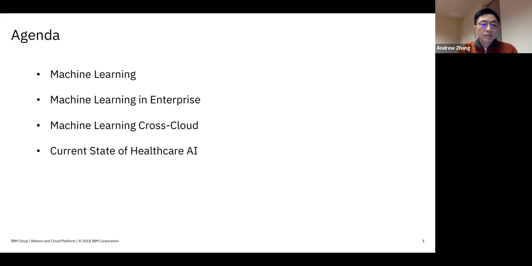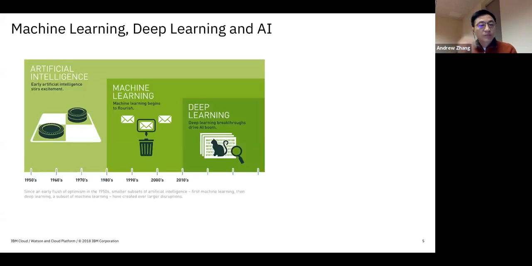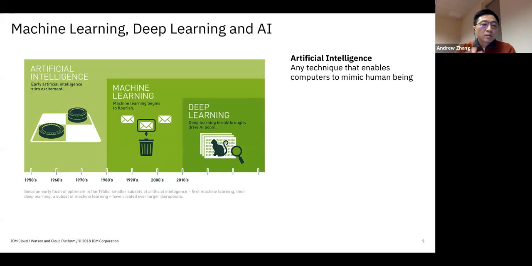So let me get to the first topic. I think many of you probably have seen this chart already. I don't want to bore you, but to set the stage, AI is nothing really new. It's been around since the 1950s. It's about the techniques. Any technique that can enable a computer to mimic a human being to see, to listen, and to speak.